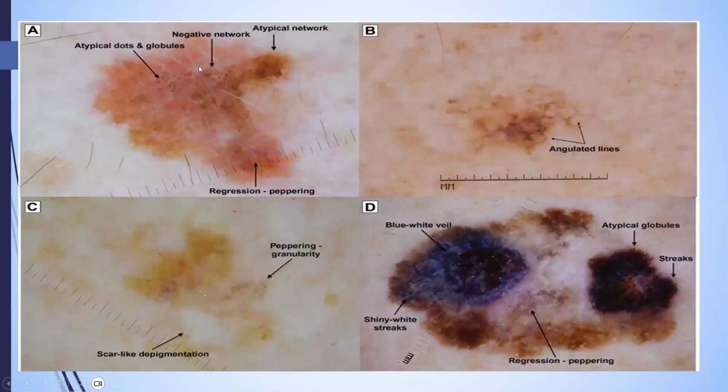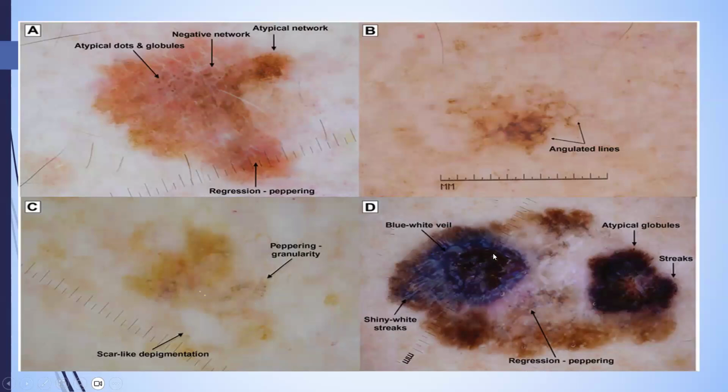That is, normally our skin has some ridge pattern, right? That will be seen in white color. That is the negative network and the atypical reticulate pattern and net-like pattern here, right? Angulated lines, granularity. This is a scar-like depigmentation. You just see a white area. And this is the blue veil, as I told you.